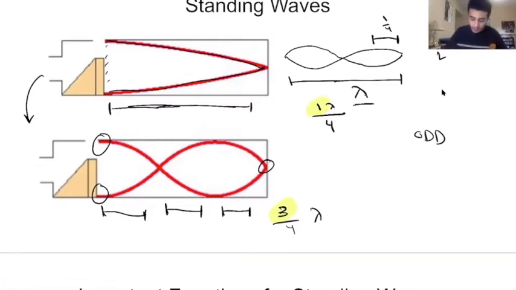And then if we look at the closed examples, this is the first possible frequency. The first frequency looks like this, correct? This is half a wavelength. That's why the equation is based off of 2L. Okay, so let's go on.